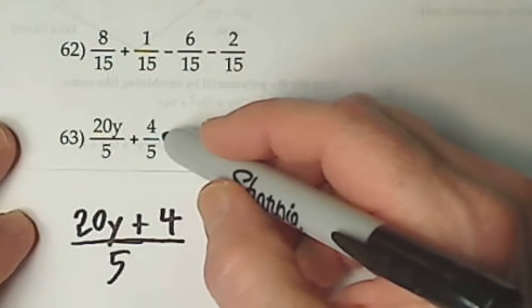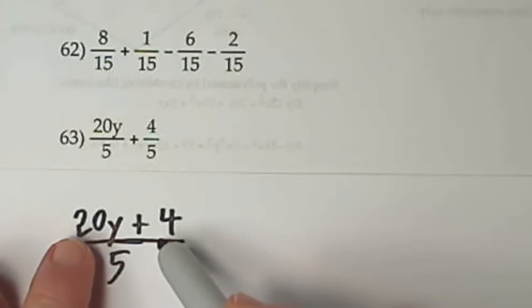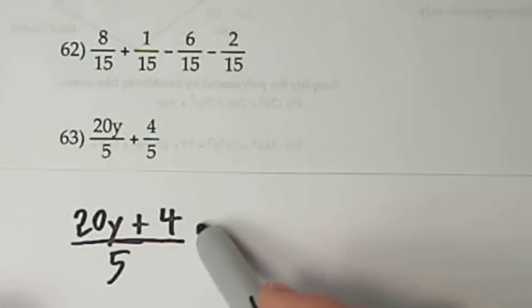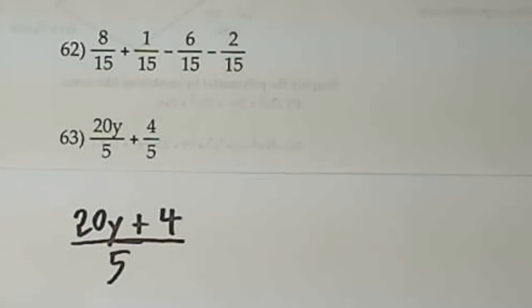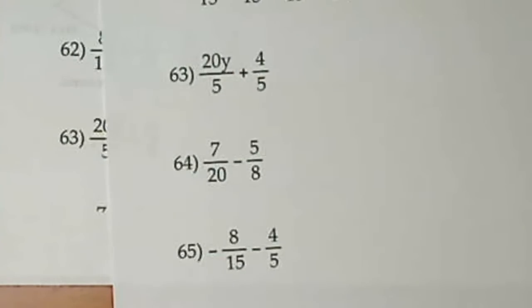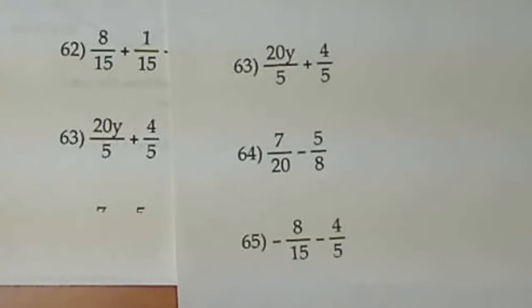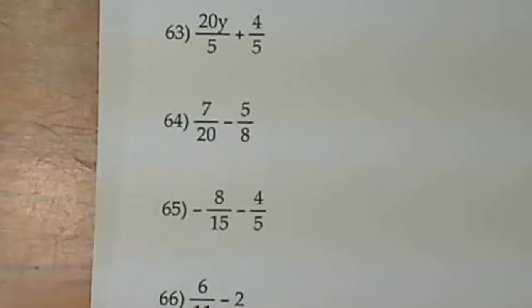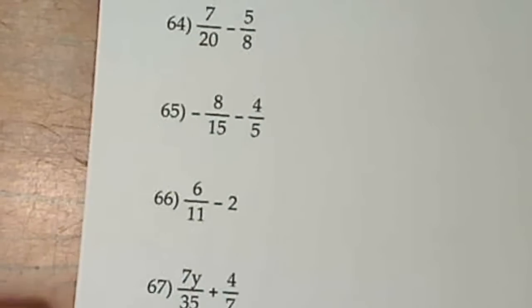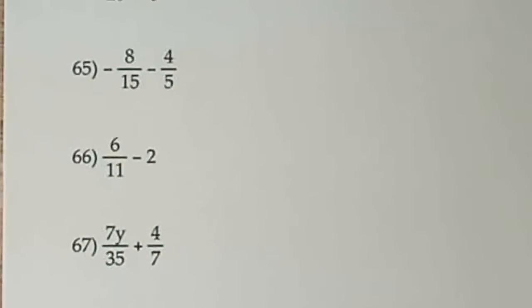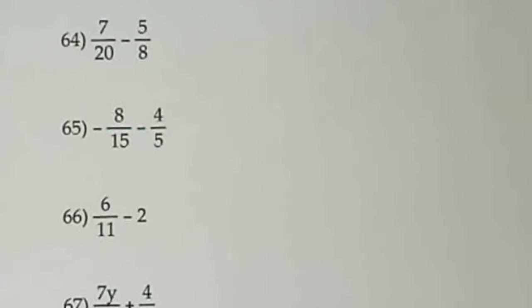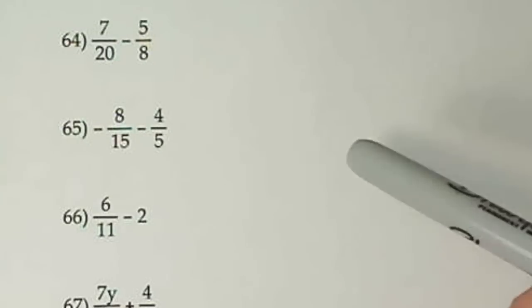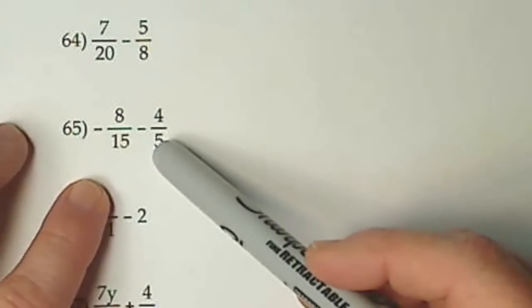If this was a 4y, then I'd be able to add them because they would be like terms. But this does not have a variable, so I cannot add to the 20y. Alright, so that's 63. Okay, when we get to 64 and on, we have run out of common denominators. So it's a bit of work, but you have to get common denominators in order to add or subtract. So maybe we'll take number 65 here.